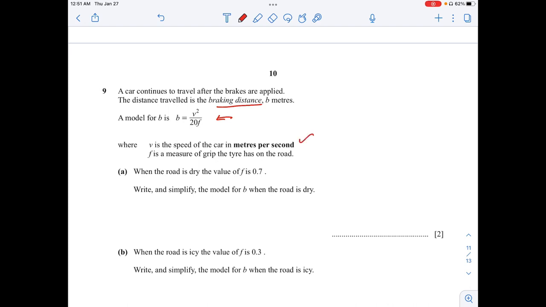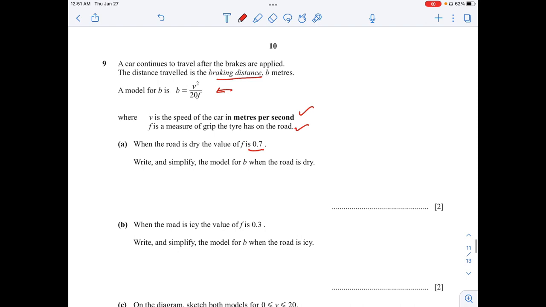V is the speed of the car in meters per second. F is the measure of the grip of the tire on the road. When the road is dry, F is 0.7. Write and simplify the model for B when the road is dry. So B is equal to V squared upon 20 times 0.7, so it will become V squared upon 14.